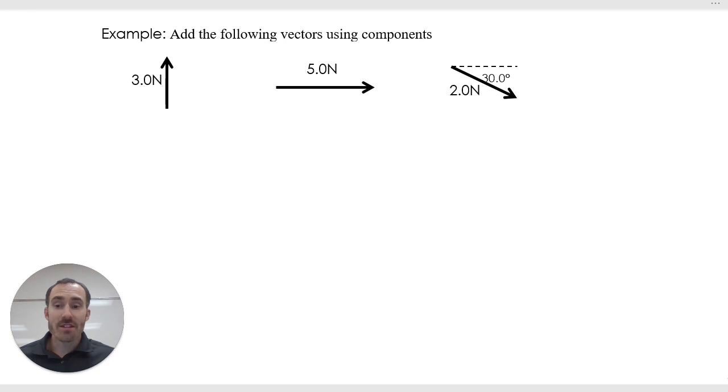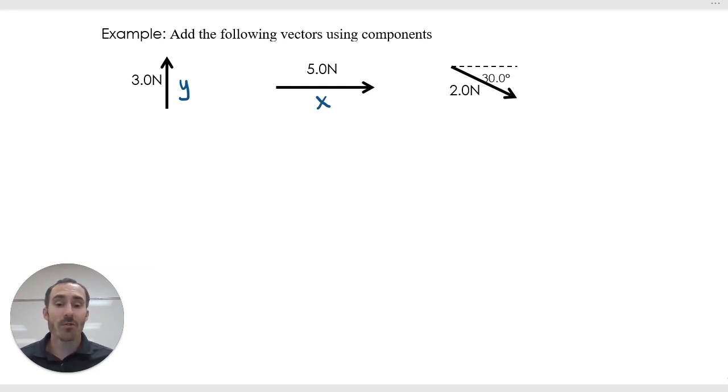First of all, let's notice that this 3 Newton up vector over here is a y component. There's no x component to it. It's not an angled vector. So we don't need to do anything to that one. We can just use it as is. Because what we're trying to do is make sure we have all of our vectors changed into their individual x and y components. So that one's done. This 5 Newton vector is an x component. So we don't need to do anything to that either.